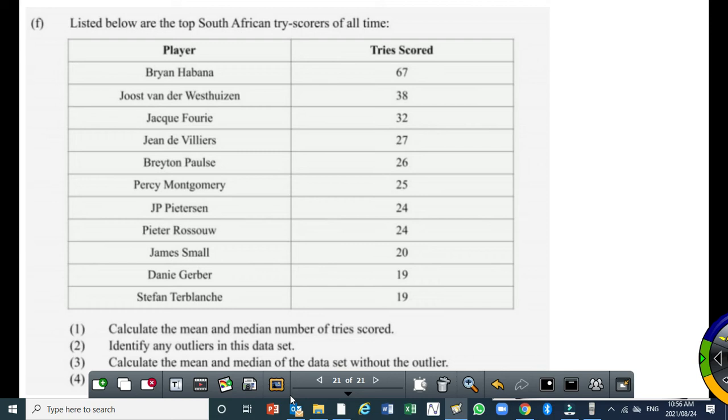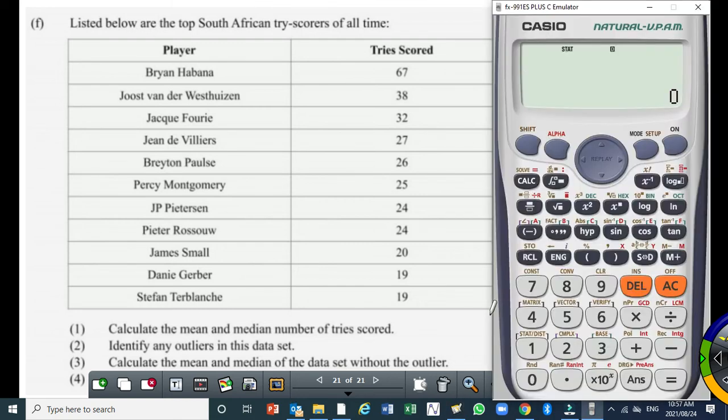And following that, we have got this example here, but the question says, listed below are the top South African try scorers of all time, right? So we need to determine the mean and the median of the data set. Now, it says calculate, right? So you use your calculator. Let's take out the calculator. So you go to mode, then number 3, that's statistical function, then 1-VAR.